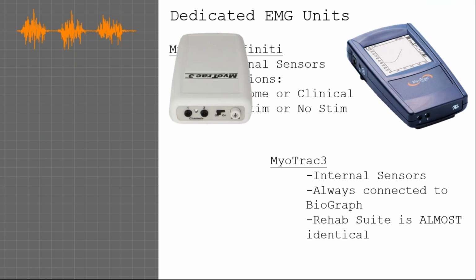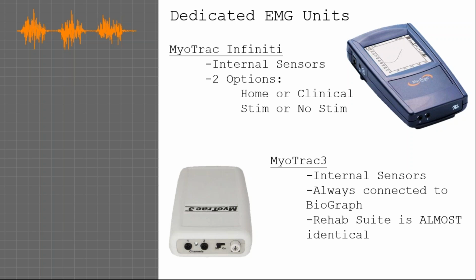So we also have two dedicated EMG units. One is the MyoTrack Infinity, and the other is the MyoTrack 3. In the MyoTrack Infinity, you really have two options. You can have a home unit or a clinical unit, and you can have a unit with STIM or with no STIM. The difference between home and clinical is whether it runs on software.